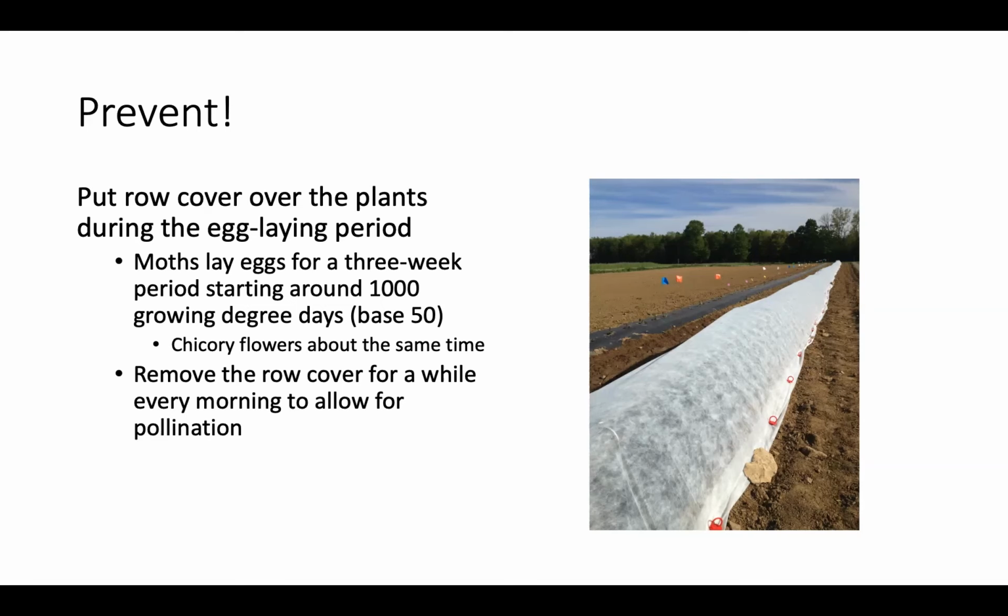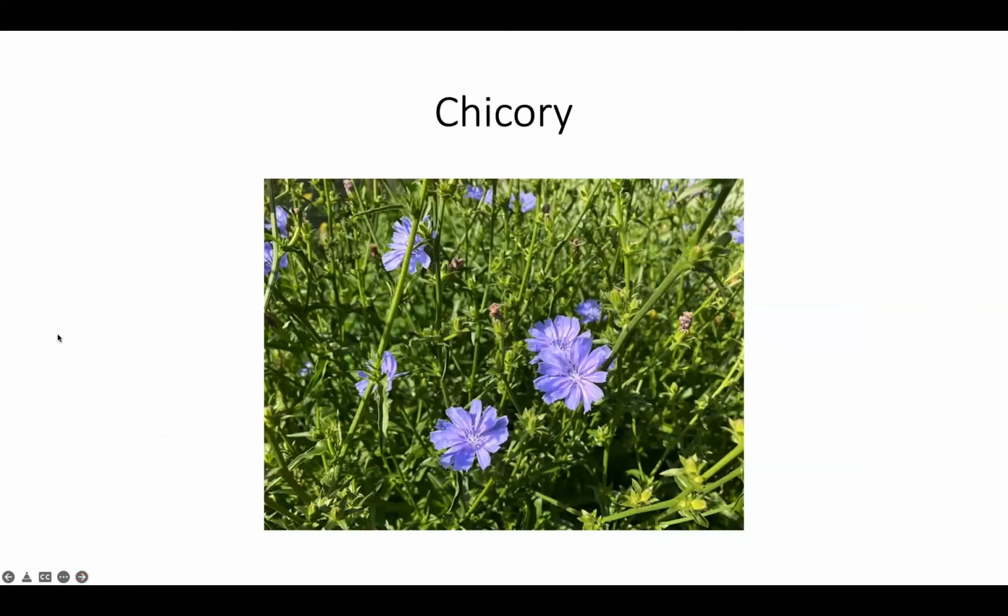But if you're going to use this row cover method, you want to remember to remove the row cover for a while every morning, or a lot of mornings, to allow for pollination if you have female flowers. And here's a picture I took of a big chicory plant in my yard this morning. It's a lovely blue flower and very common. If you're not familiar with it, next time you're driving around, you will see it by the side of the road, I predict.